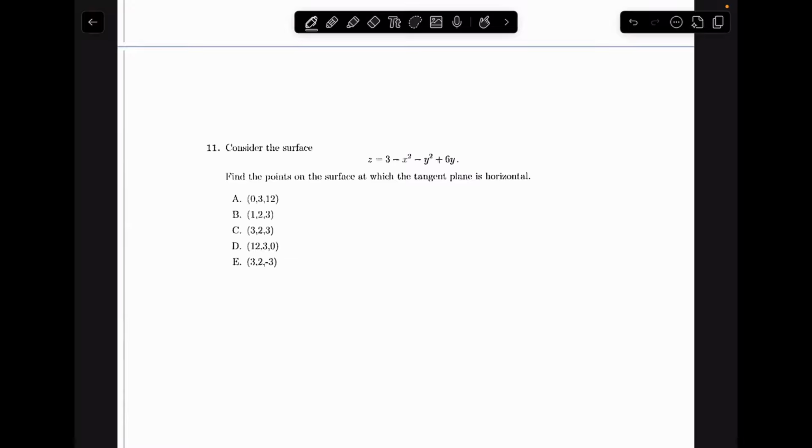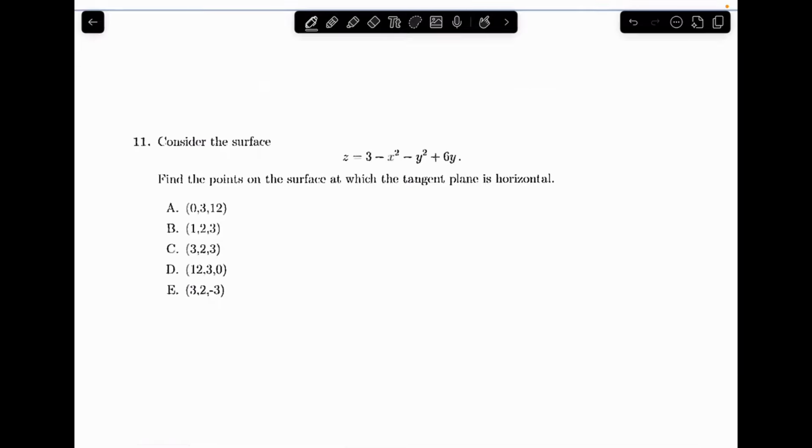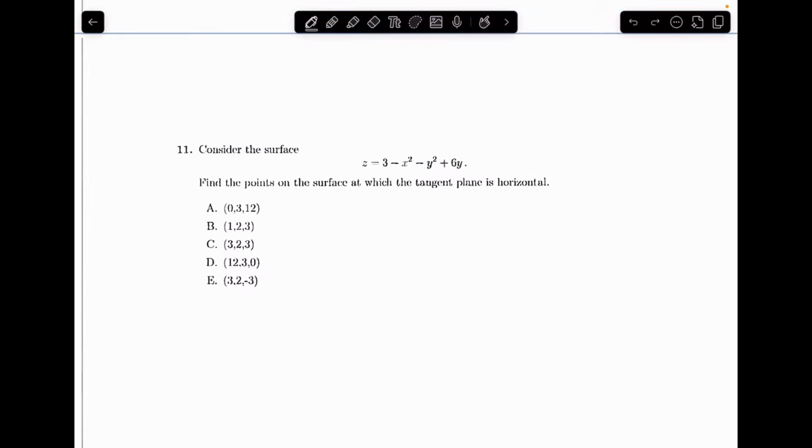Question 11, consider the surface z equals 3 minus x squared minus y squared plus 6y. Find the points on the surface at which the tangent plane is horizontal. Okay, so there are multiple ways to do this. If we remember our quadratic surfaces, we're looking at something like z equals 3 minus x squared minus y squared. This y term is really just going to shift this quadratic surface, and it is a paraboloid because we have the minus x squared minus y squared. So hopefully you realize that. If you don't, I would just memorize those quadratic surfaces.